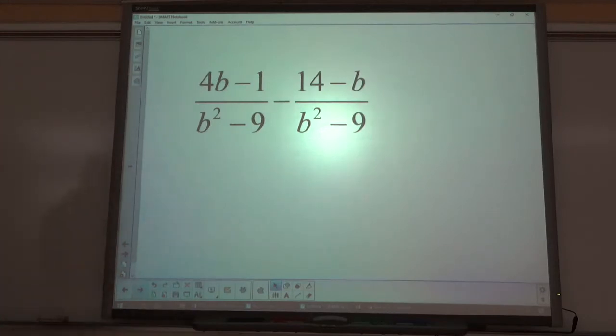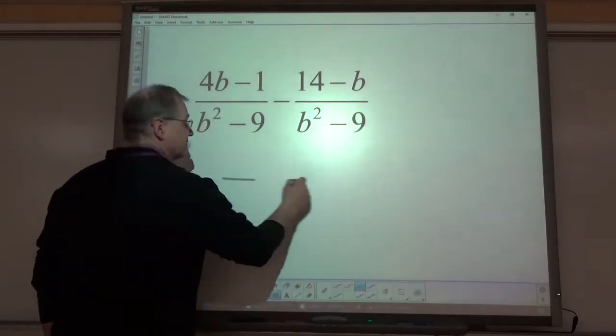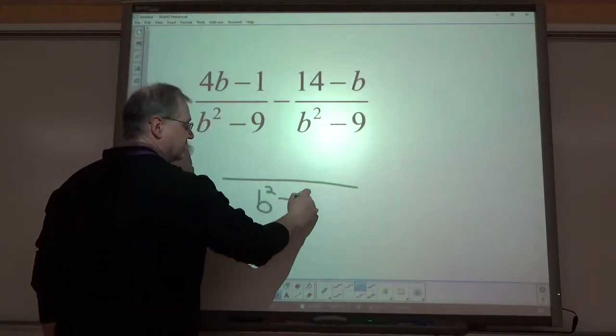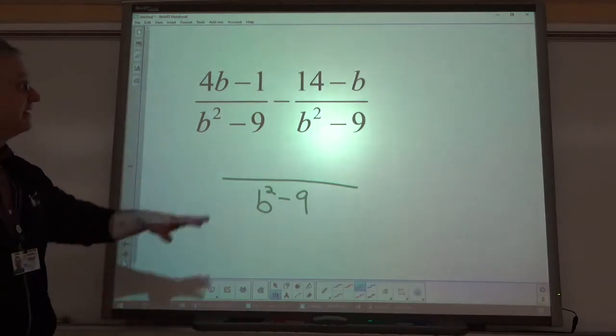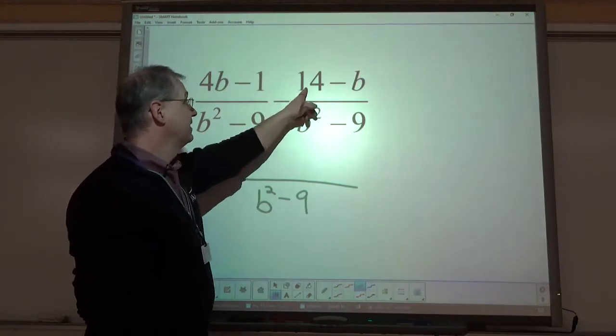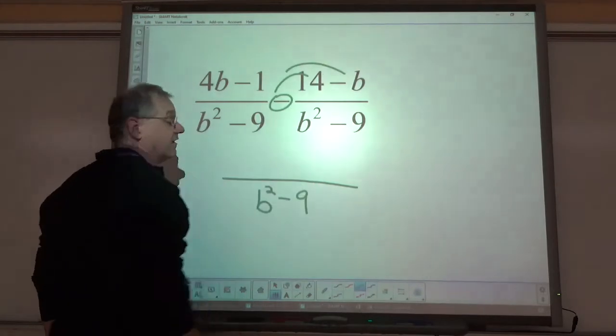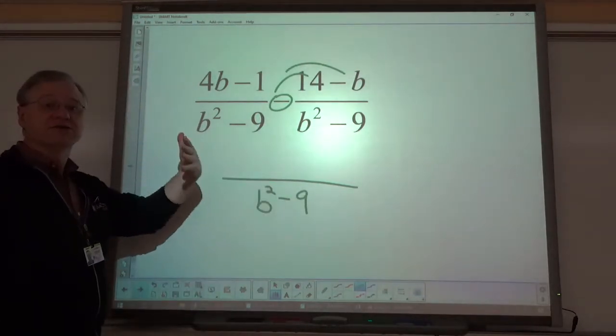In this one, we are subtracting, not adding, but it's the same idea. You have to have a common denominator. Now, this currently has a common denominator of b squared minus 9. And it's this minus this, not this minus just the first term. So make sure that you are distributing that term. I'm going to rewrite it down here just so we can see it.